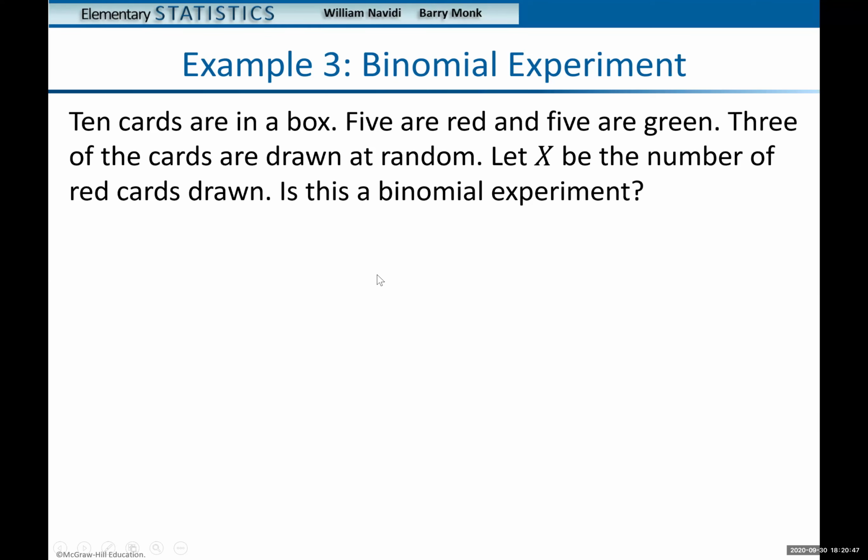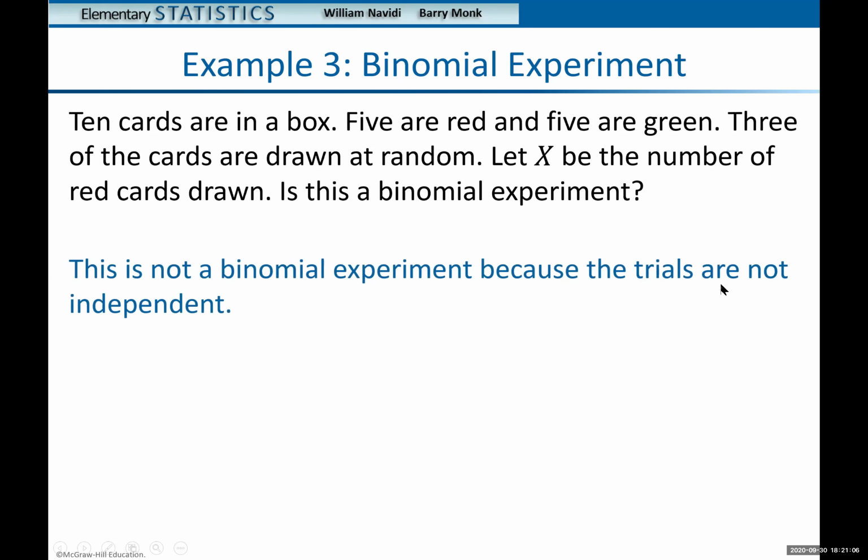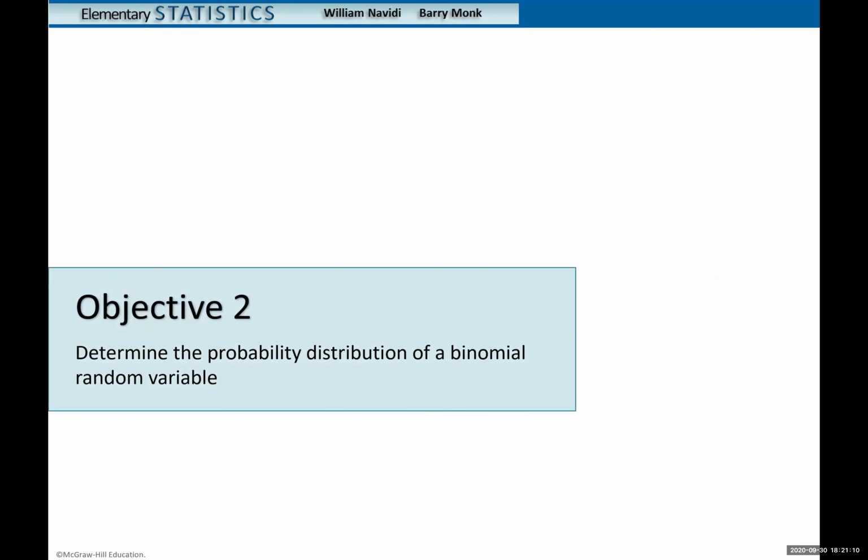So these are not independent. By the way, in probability, if you don't see the statement with or without replacement, it should be understood that it is without replacement. Okay, so don't forget that. So the trials are not independent. Very good.